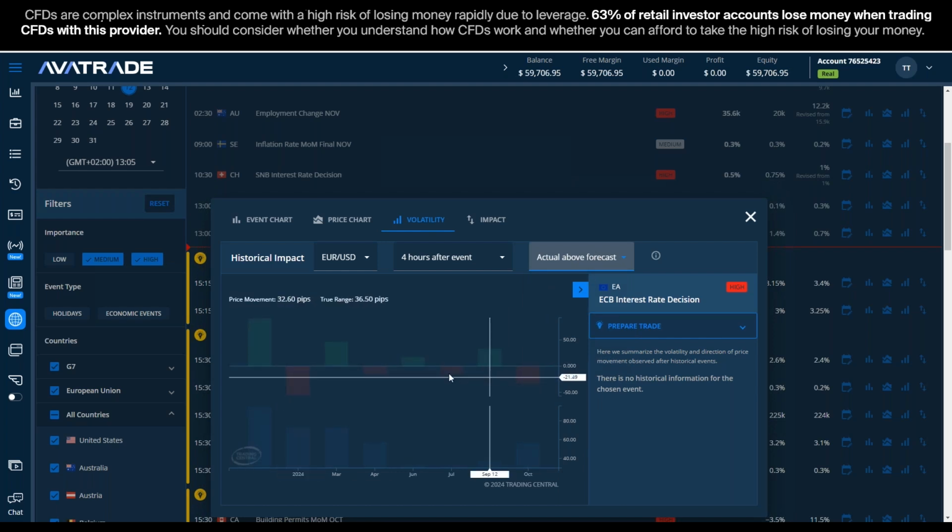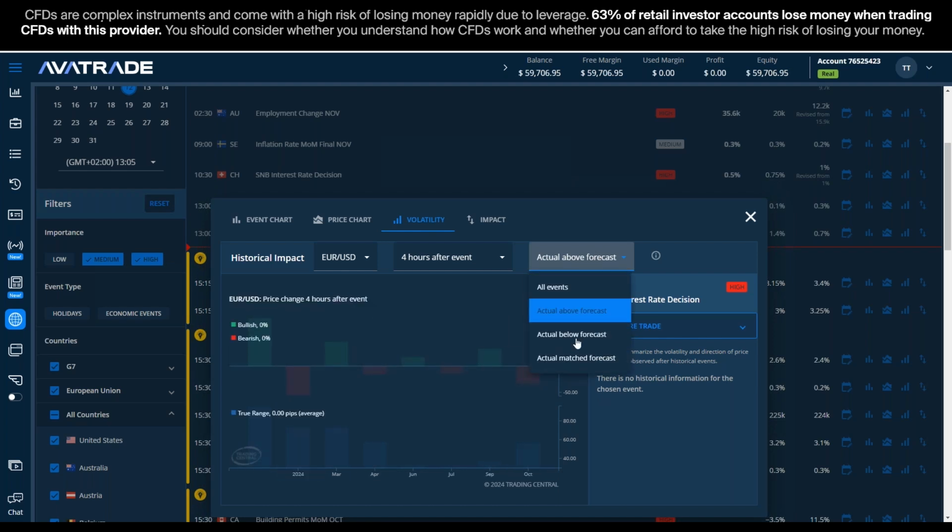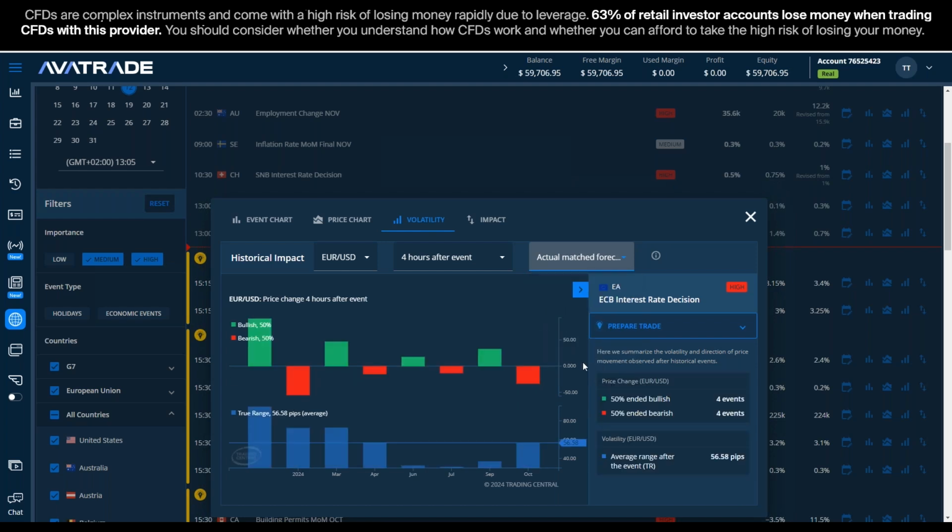In the past year or so of data, how many have come in below forecast? None. So as I was saying, typically they come in as expected. In this case, it's expected to be a rate cut. And so if it comes in matching the forecast, it looks like it's 50-50 movement. Sometimes it goes up, sometimes it goes down.